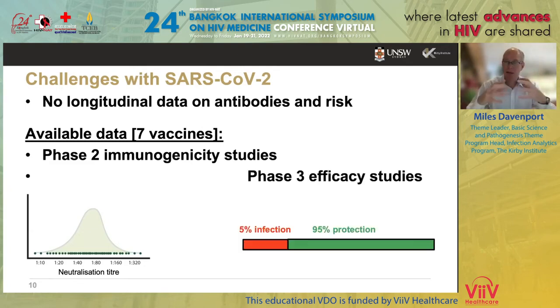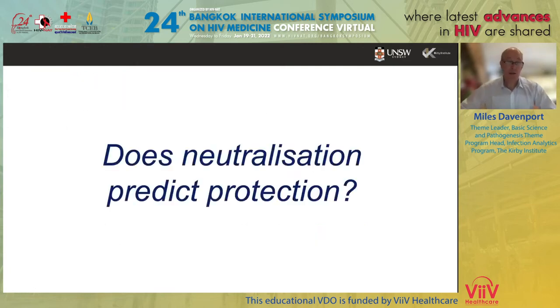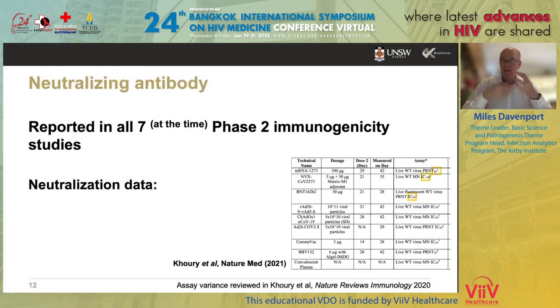And we also had the phase 3 efficacy studies, the matched phase 3 efficacy studies for those 7 vaccines. So we could say, this is what the antibody level is, and this is what the protection observed was. And so you can then try and answer the question, does neutralization predict protection? The major challenge right up front is that there's no standardized assay for measuring neutralizing antibody.